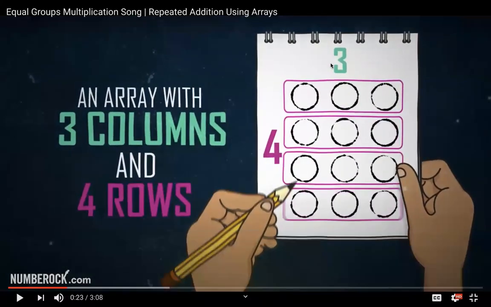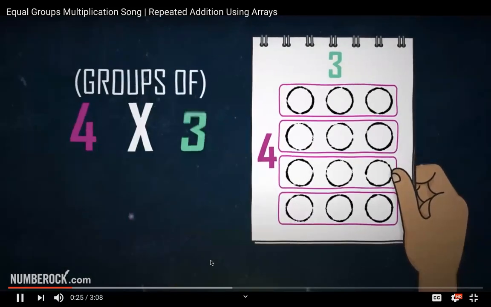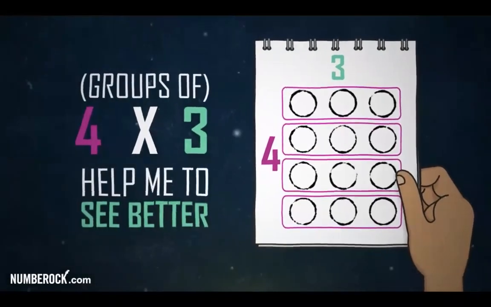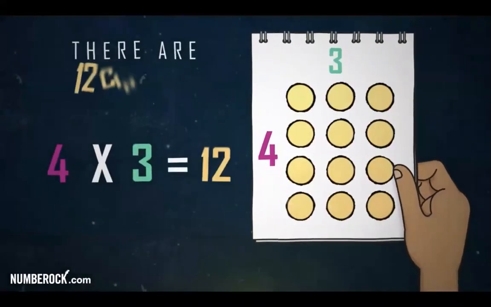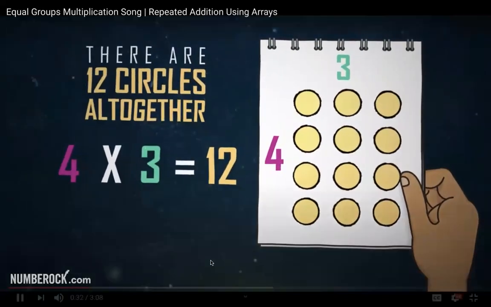All right. I loved how in the beginning of the song, it says equal groups. That means that each of these groups is equal. Do you notice there's not one straggler over here, a circle here, a circle down here? They're all equal. So they counted 4 rows, 1, 2, 3, 4, and 3 columns. 4 groups of 3. Help me to see better. There are 12 circles all together.